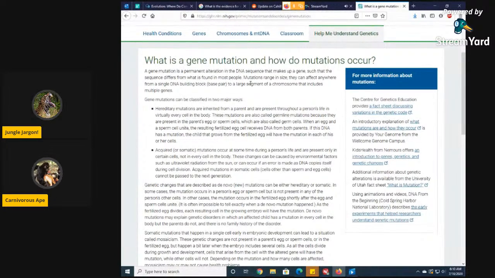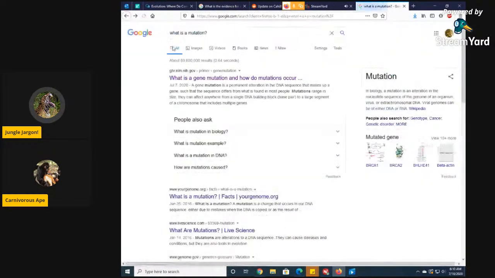A mutation is not a copying error. It's an alteration in a base pair. It's a permanent alteration. Alteration means there's a change in the gene sequence that makes up the gene. Yes, but an alteration is not a copying error. It's a mistake. It's a copying mistake. That's what it is. Okay. All right. Now we settled that.